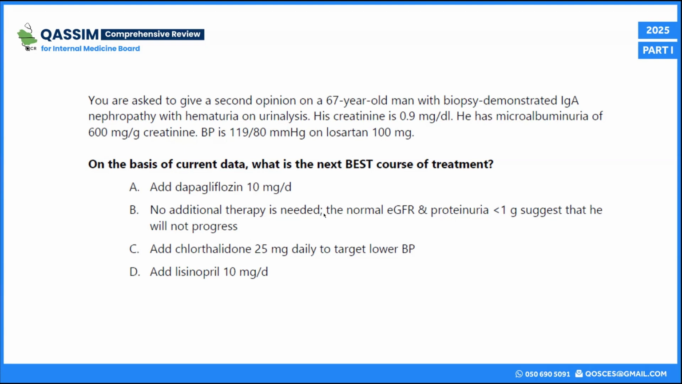The answer is A. As we said before, we can add SGLT2 inhibitor in such a patient. Lisinopril, no, because the patient is already on losartan, already on ARB, we will not add ACE for this patient. High risk of AKI and hyperkalemia. So never combine ACE and ARB together.